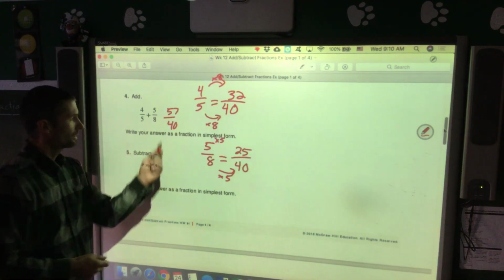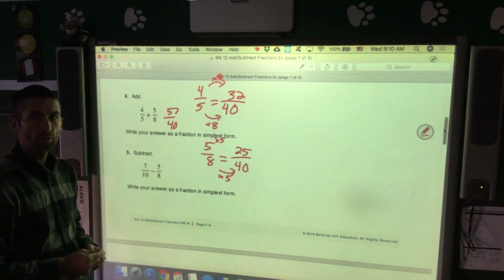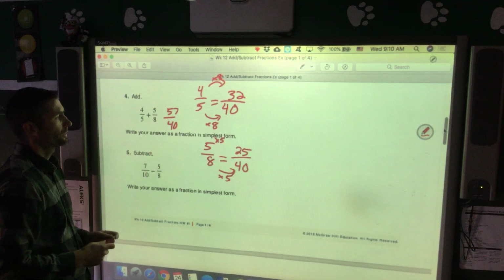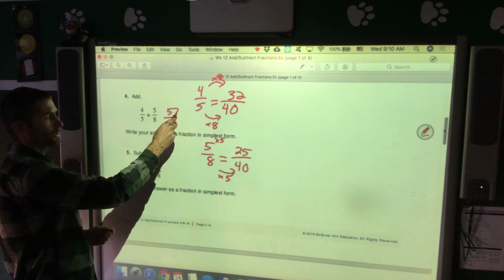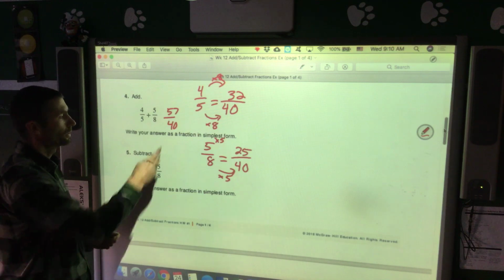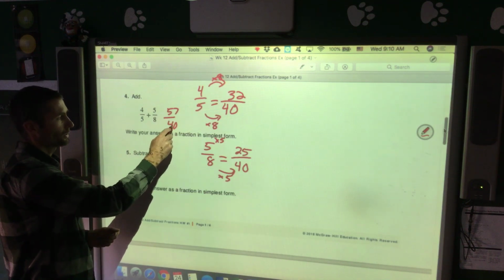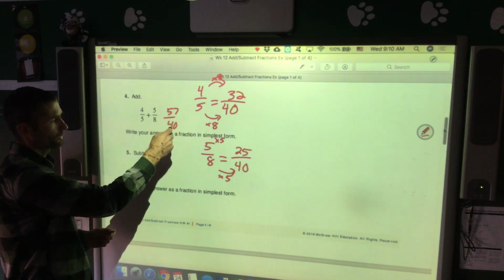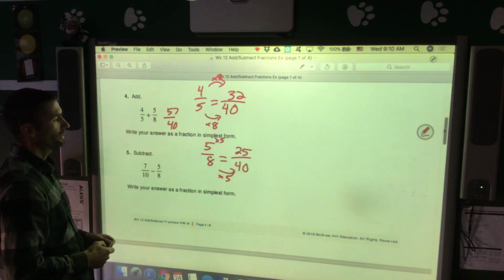I can leave this as an improper fraction. I do need to see if I can simplify. 57 is divisible by 3, and we know that because 5 plus 7 is 12, and that's divisible by 3. But 40 is not divisible by 3. That's odd, that's even, so we can't divide by 2. We can try some other numbers, but we can see that's our final answer.